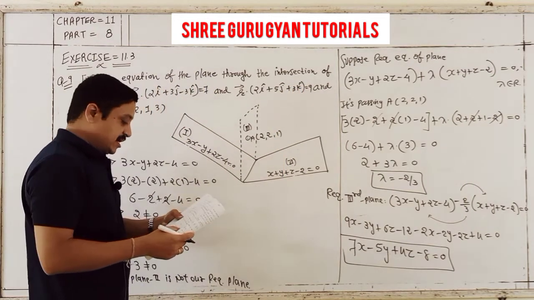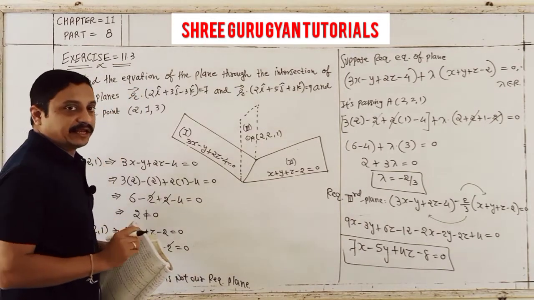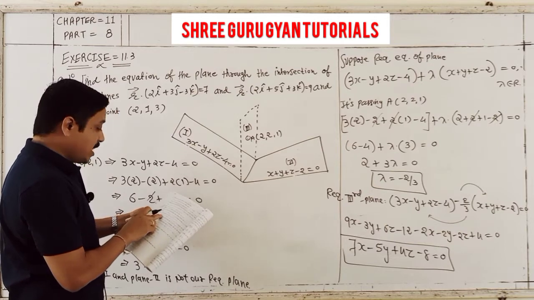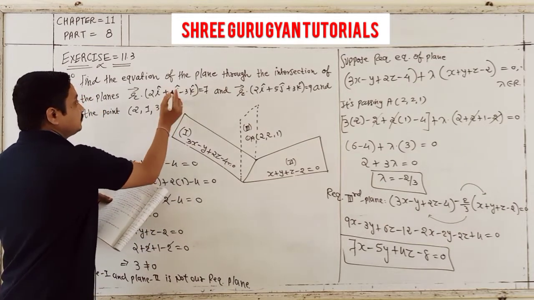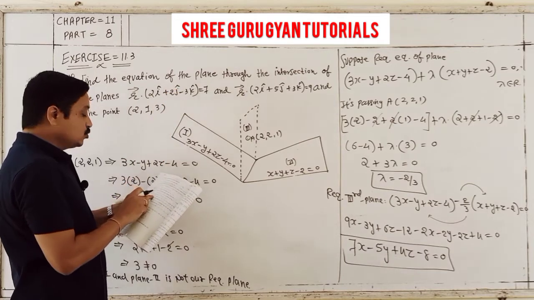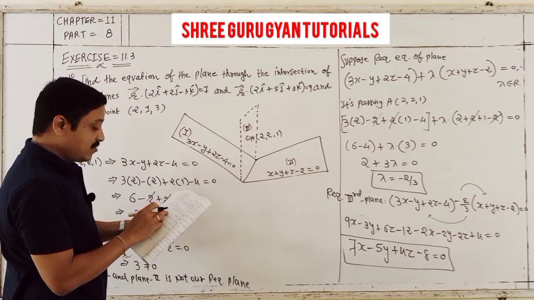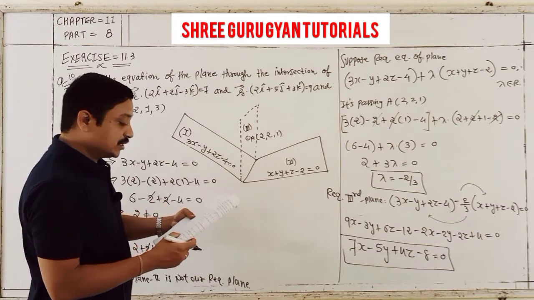One more time, check this question number 10, students. Find the equation of the plane through the intersection of the planes r dot (2i plus 2j minus 3k) equals 7 and r dot (2i plus 5j plus 3k) equals 9, and passing through (2, 1, 3).